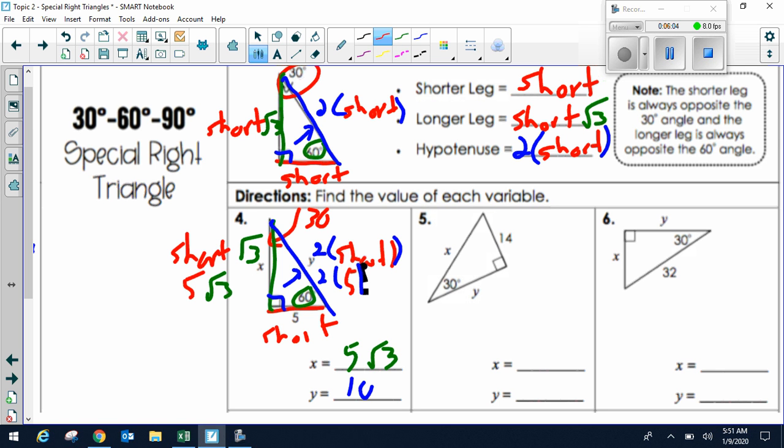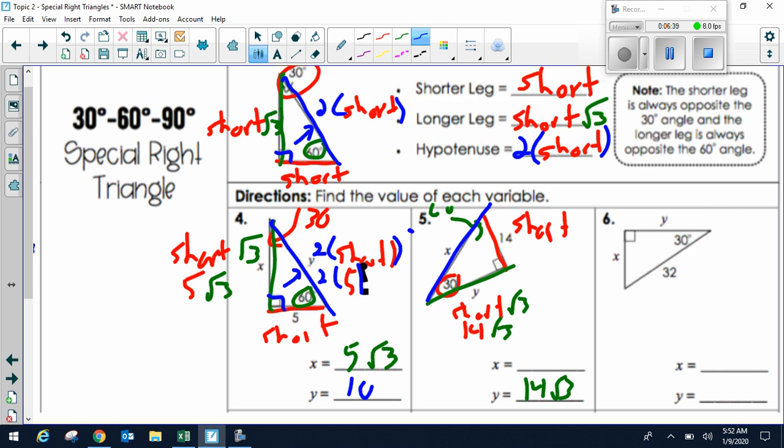Same thing on this next one. Find what we have. This time they give me the short leg. My longer leg, which is opposite my 60-degree angle, is always the short leg times the square root of 3. In this case it is 14 times the square root of 3, so my y would be 14 square root of 3. The hypotenuse, according to my rule, is always 2 times the short leg. Well, 2 times 14 gives me an x of 28.